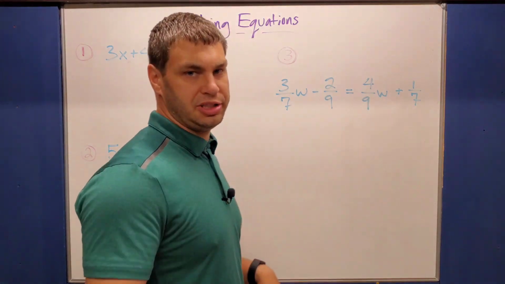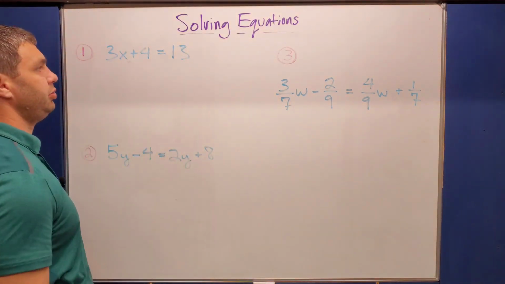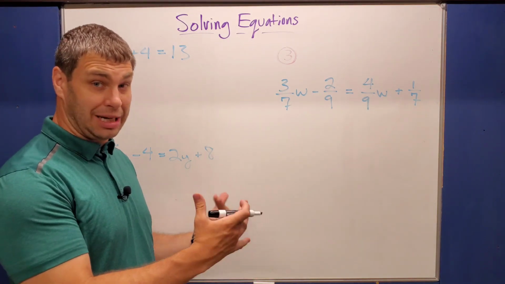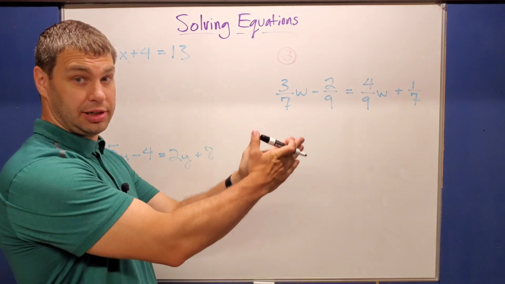All right, here we have some solving equation problems for you. We've got 3 of them. The first one says 3x plus 4 equals 13. Remember, when we solve equations, we have to use inverse operations, or the opposite of the current operation, to move things across the equal sign.